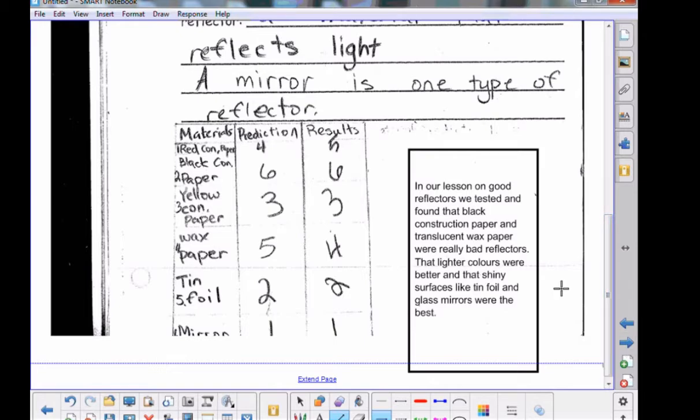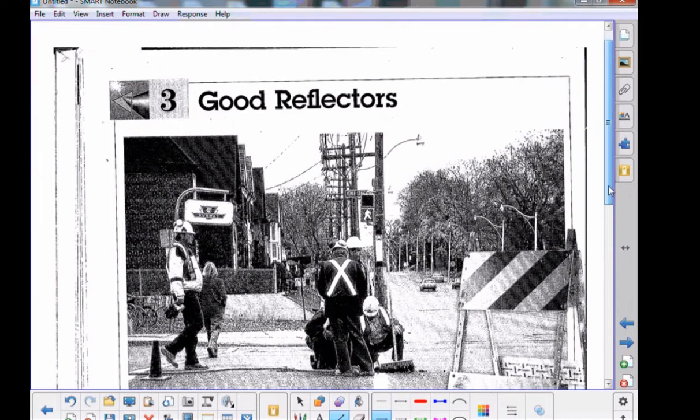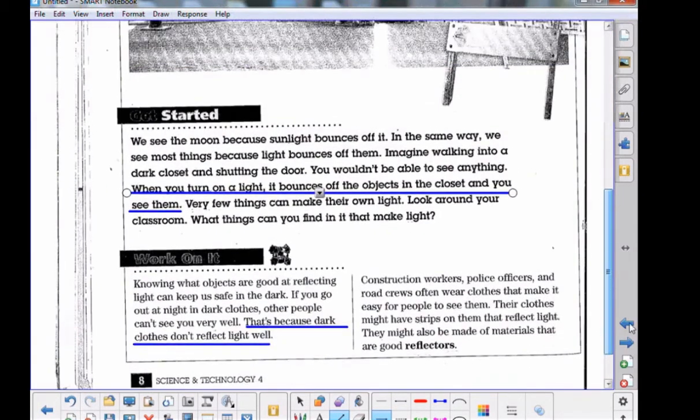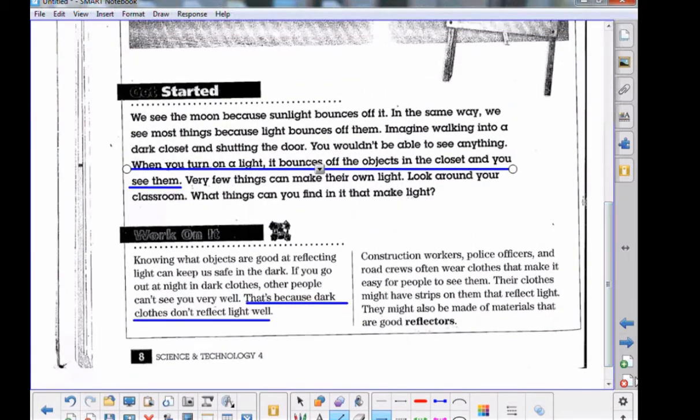And you should know for this that dark colors, and dark dull colors particularly, don't reflect light as well as brighter colors and shinier objects. And these are the pages in the book that we read over together.